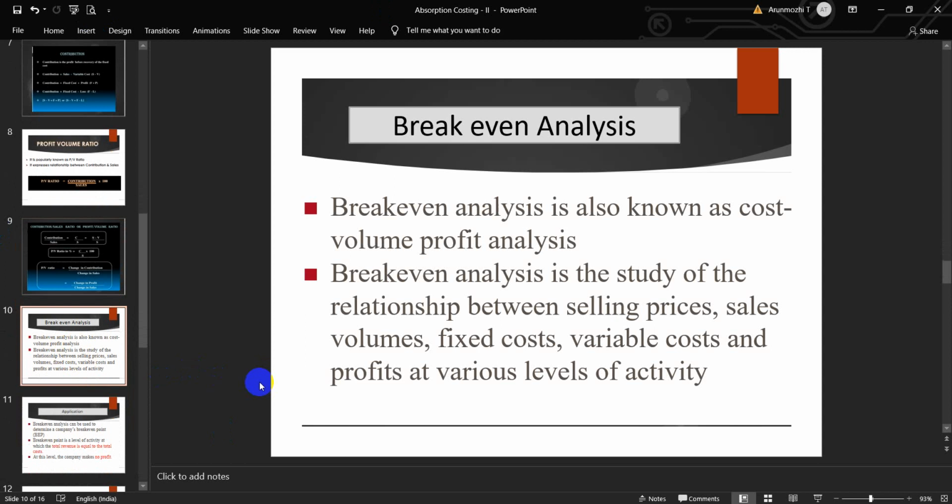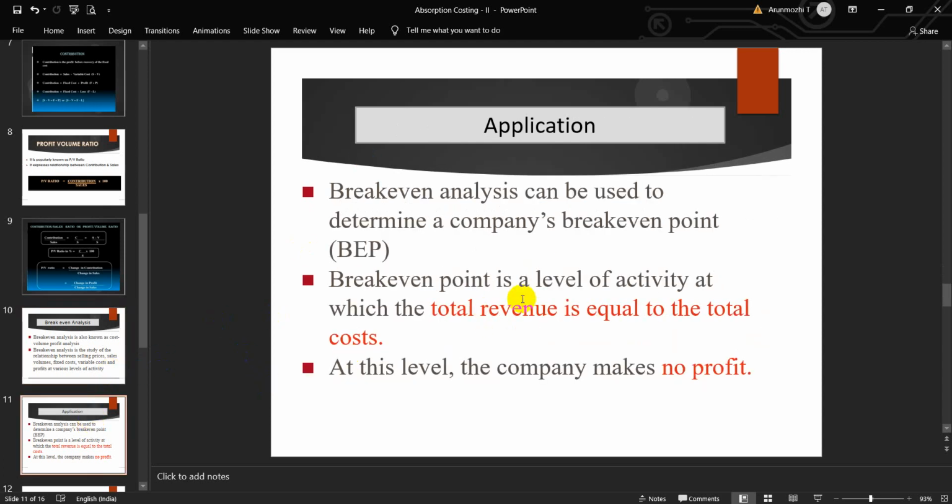This break-even analysis is a study of the relationship between selling prices, sales volumes, fixed costs, variable costs, and profits at various levels of activity. The application of it is that it can be used to determine a company's break-even point. It is the level of activity at which the total revenue is equal to the total cost. That is, no profit, no loss. At this level, the company makes no profit.